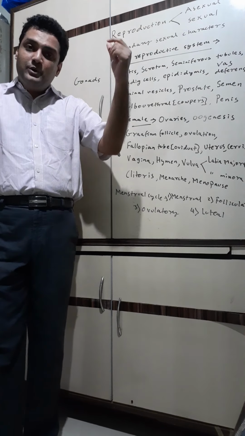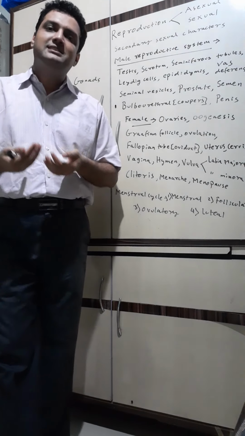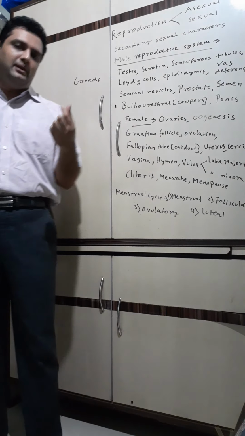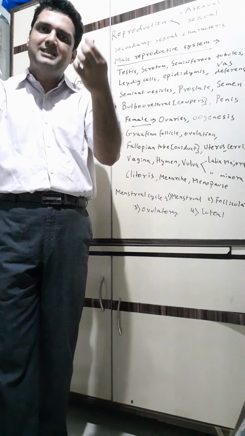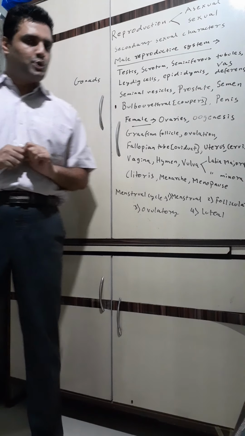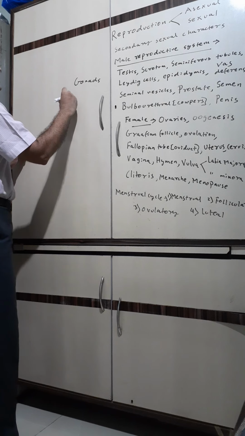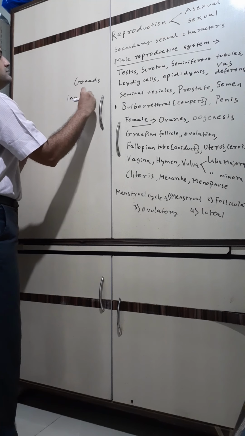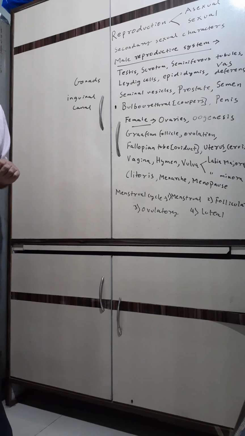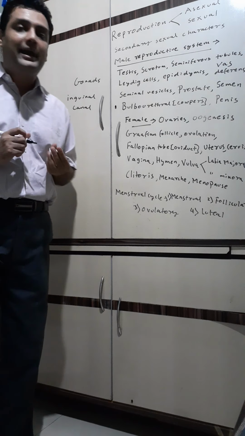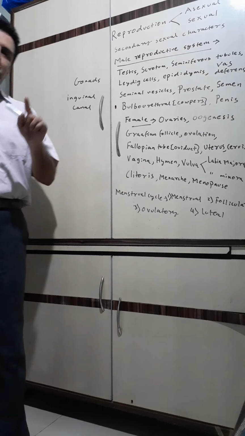The testes are going to descend from the abdomen when the male child is in an embryo stage. That time the testes are in the abdomen, but then they will descend when the child is in the womb itself. By 7th month of pregnancy, they descend down into the scrotum, and they are going to go down through a canal, and this canal is called inguinal canal. Remember, so the testes descend through the canal called inguinal canal. On the top of the testes, there is a cap-like structure.